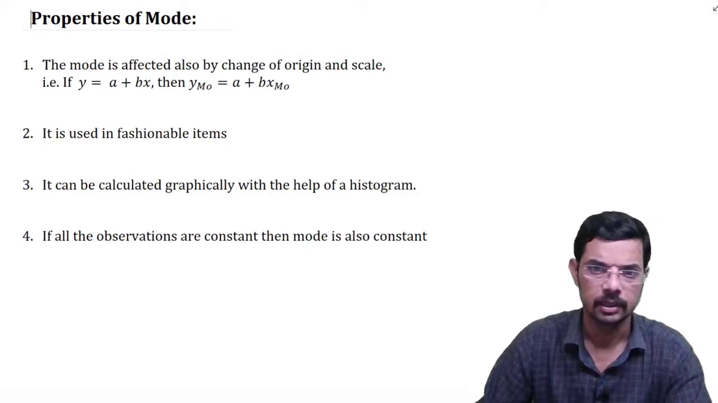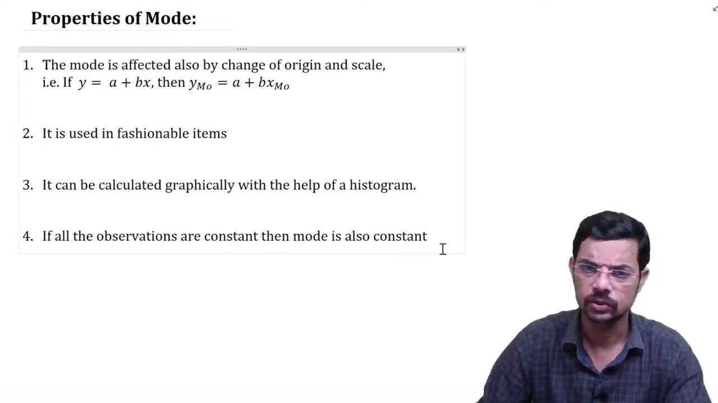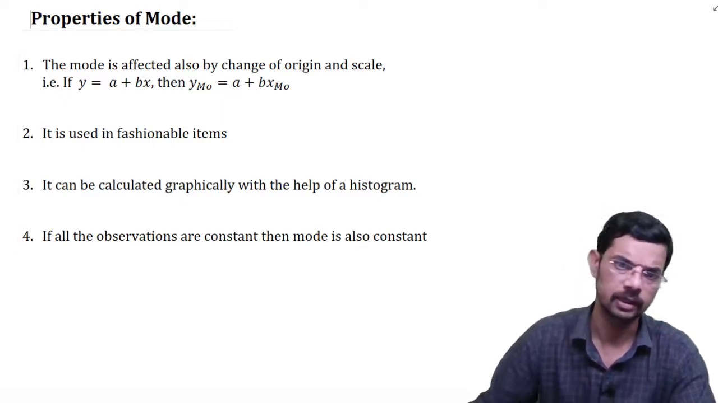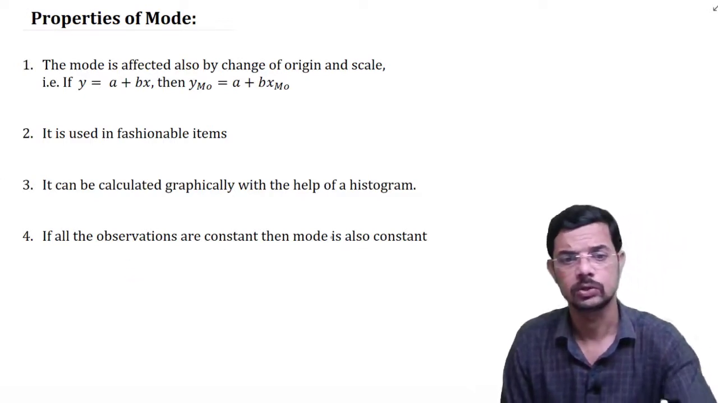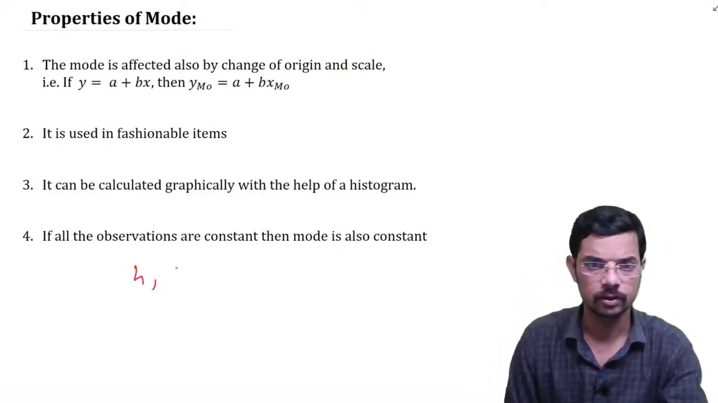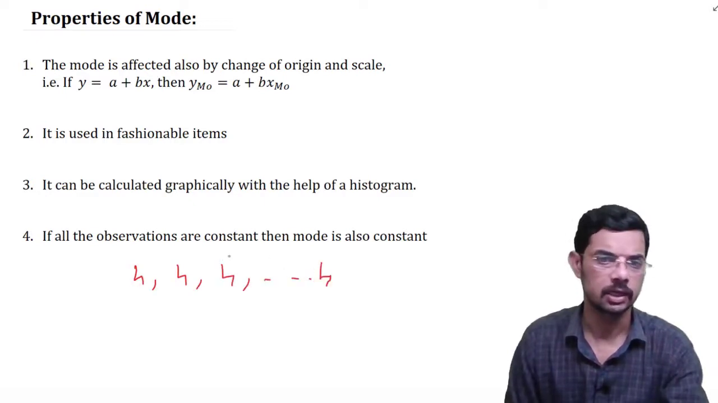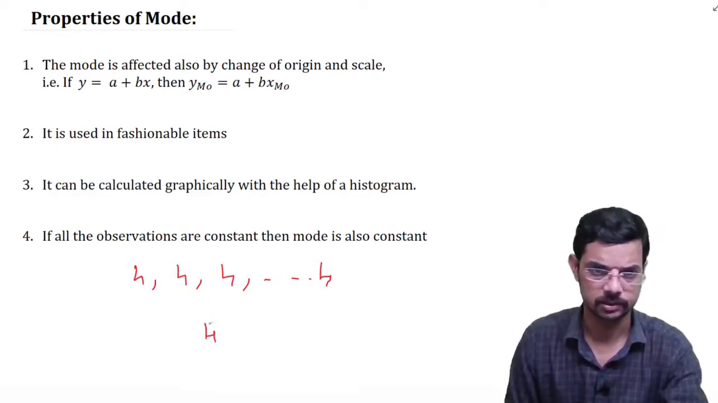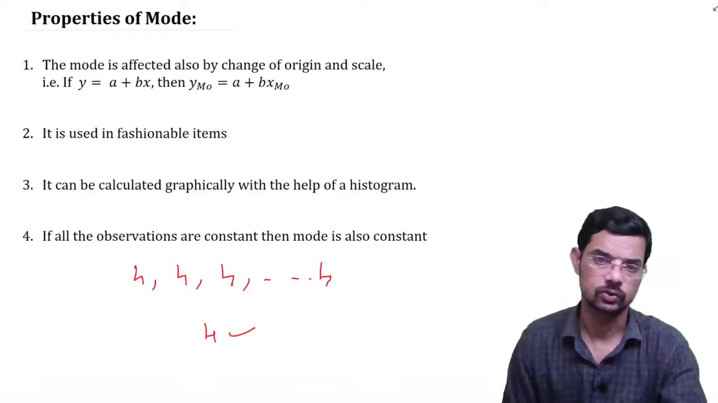Next is that if all the observations are constant, then the mode is also constant. For example 4, 4, 4 and like that, all observations are 4, then what happens? The mode is also 4, the constant. If all observations are k, then the mode is also k.